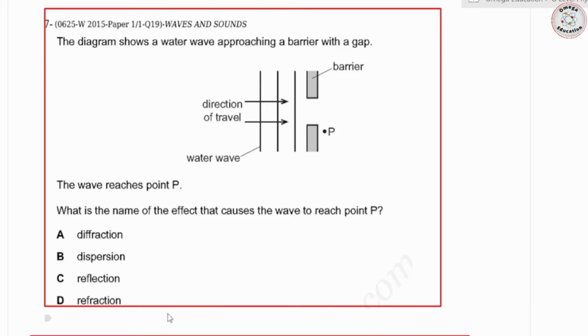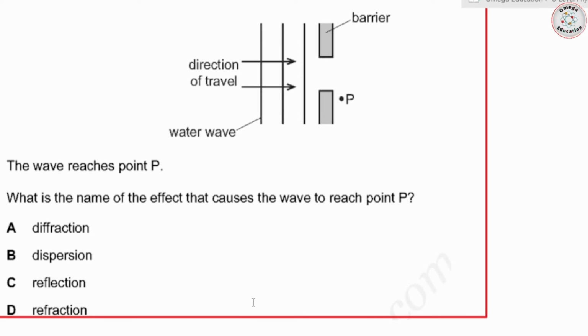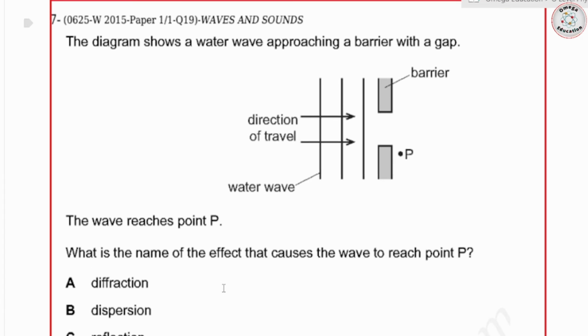Here we have question number 5. Sorry, which one is that? Question number 7. So in this one, the diagram shows a water wave approaching a barrier with a gap. The wave reaches a point P. What is the name of the effect that causes the wave to reach the point P?